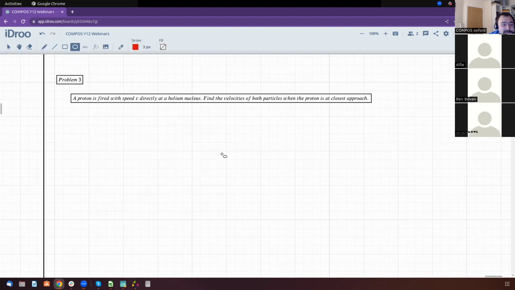Okay, so we have an alpha particle, which is a helium nucleus, which is relatively big. And there's a helium nucleus, which is stationary, and a proton is traveling with speed v. Now, if you know anything about protons and alpha particles, you will know that if the mass of the proton is m, the mass of the alpha particle is 4m.